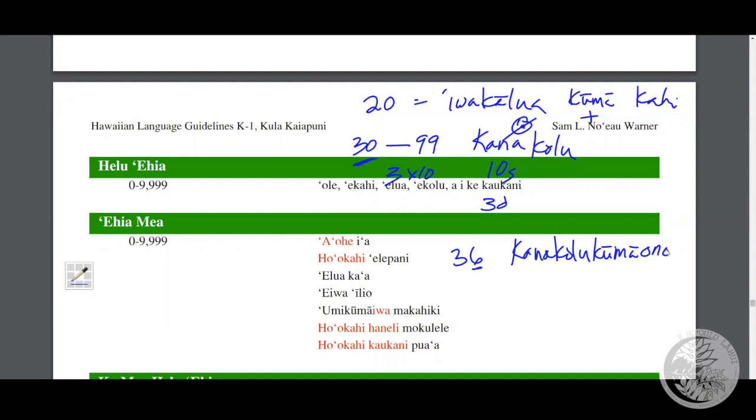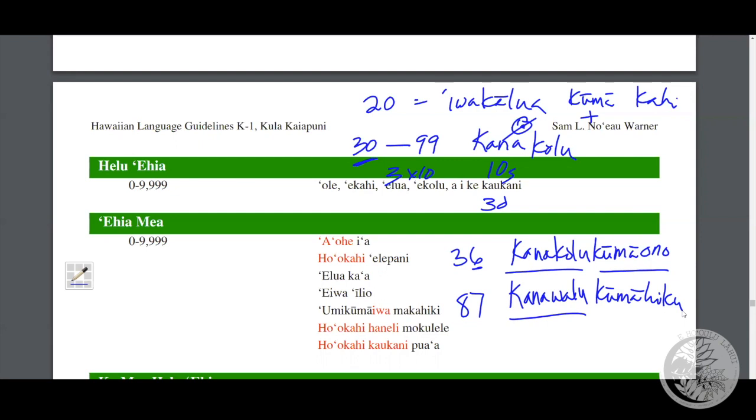So we know they say 3 tens, kanakolu, plus 6, kumaono. How about a number like 87? Same way. 8 tens, kanavalu, 80, plus 7, kumahiku. And this is how we count all the way to 99.